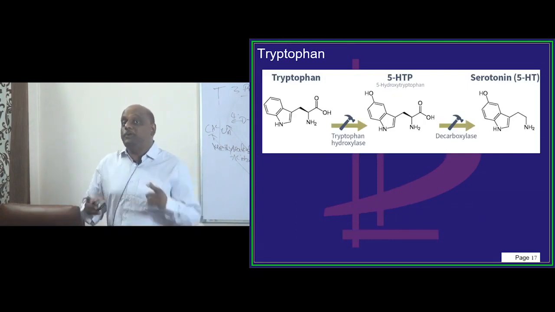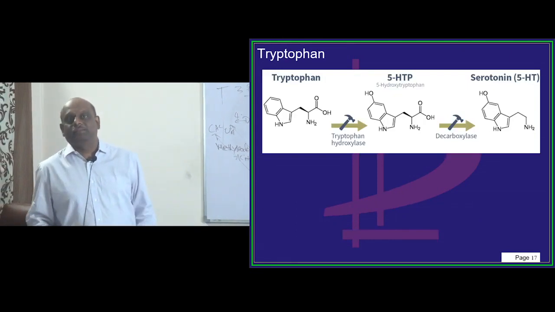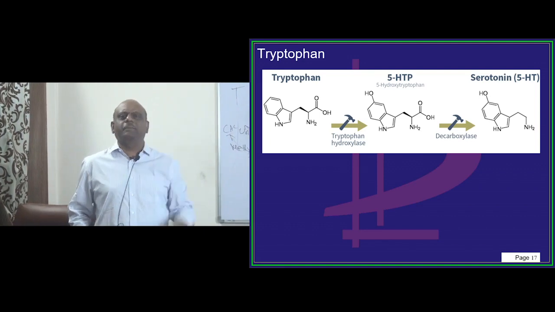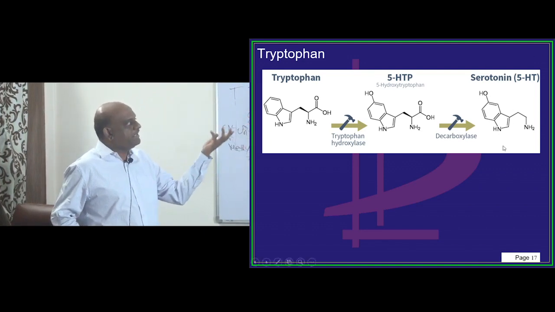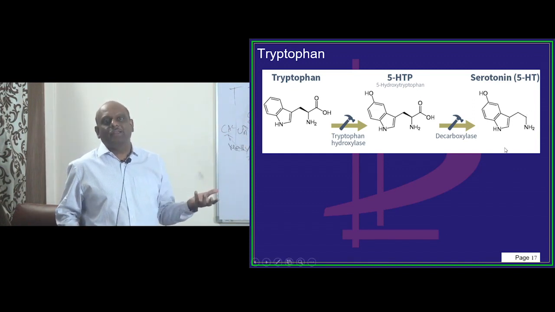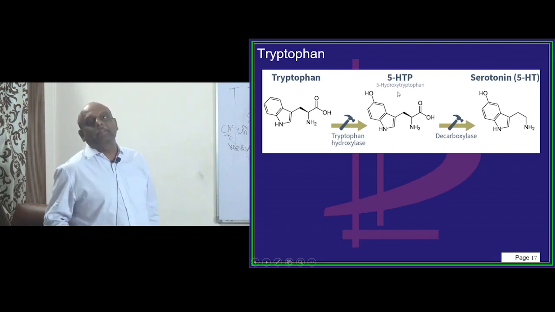Then tryptophan also has an aromatic chain. Tryptophan means what everyone remembers? Everyone remembers it as serotonin. So all of us know that serotonin, 5-hydroxytryptamine, typically has got a ring, an aromatic ring. So that is the reason tryptophan is also aromatic.